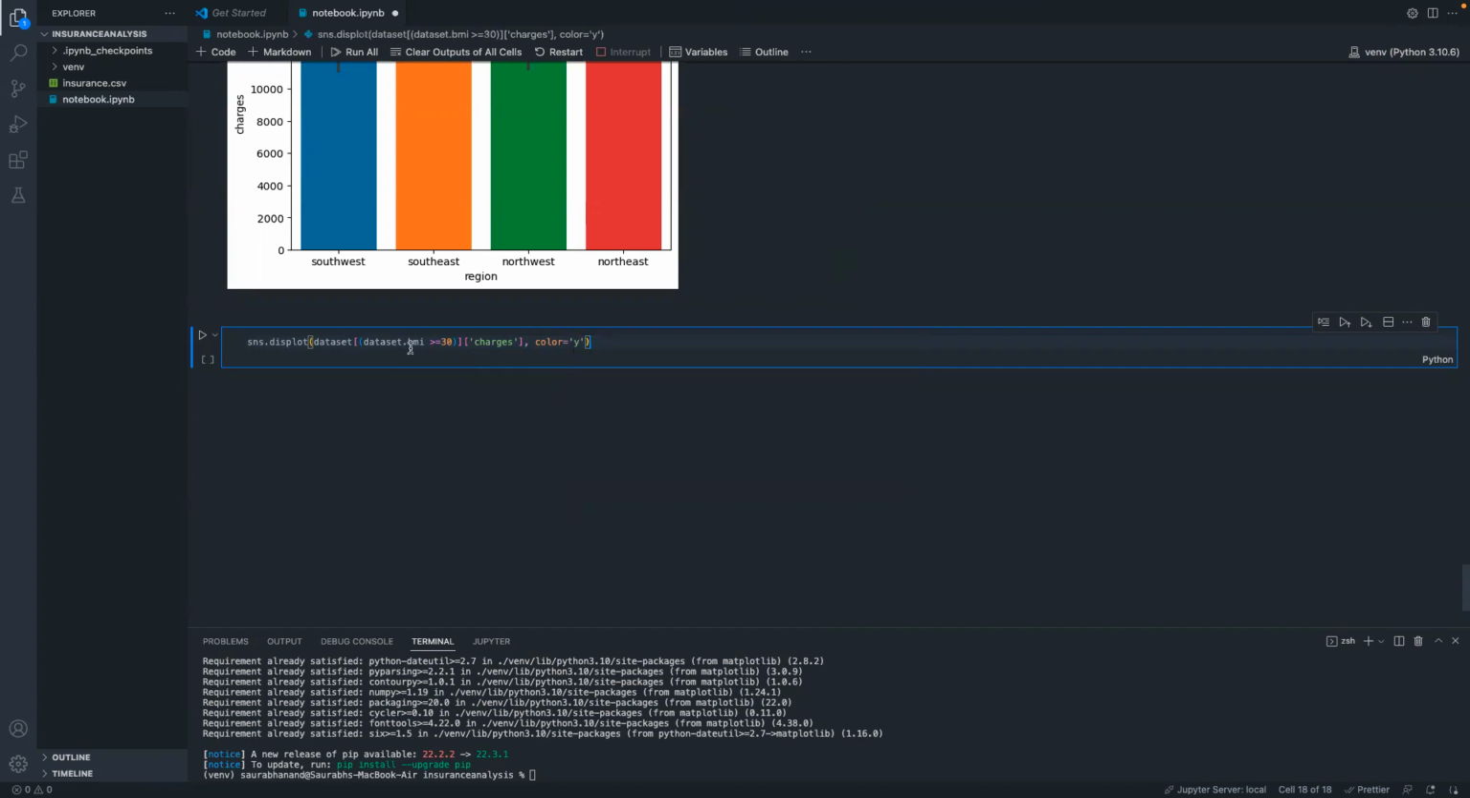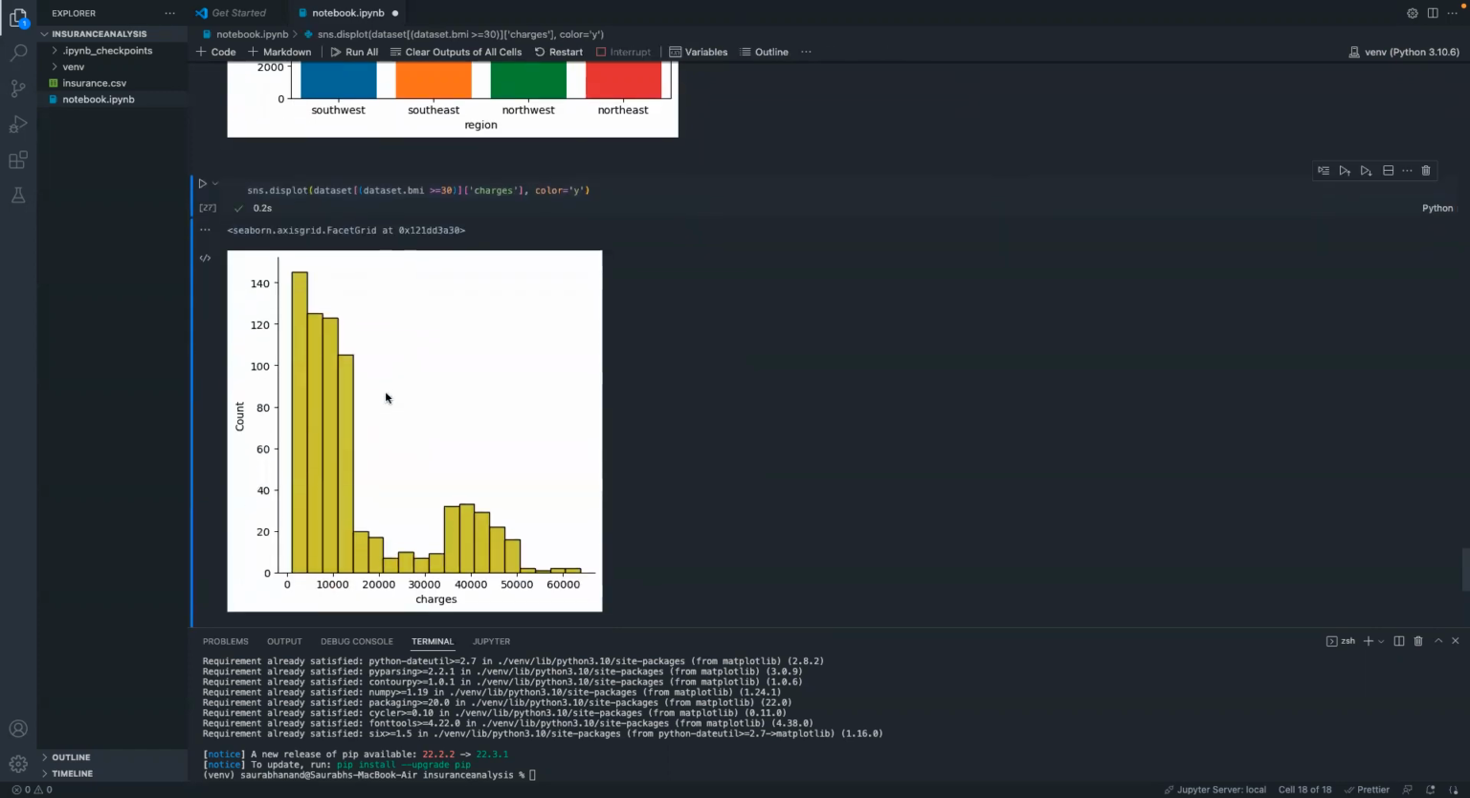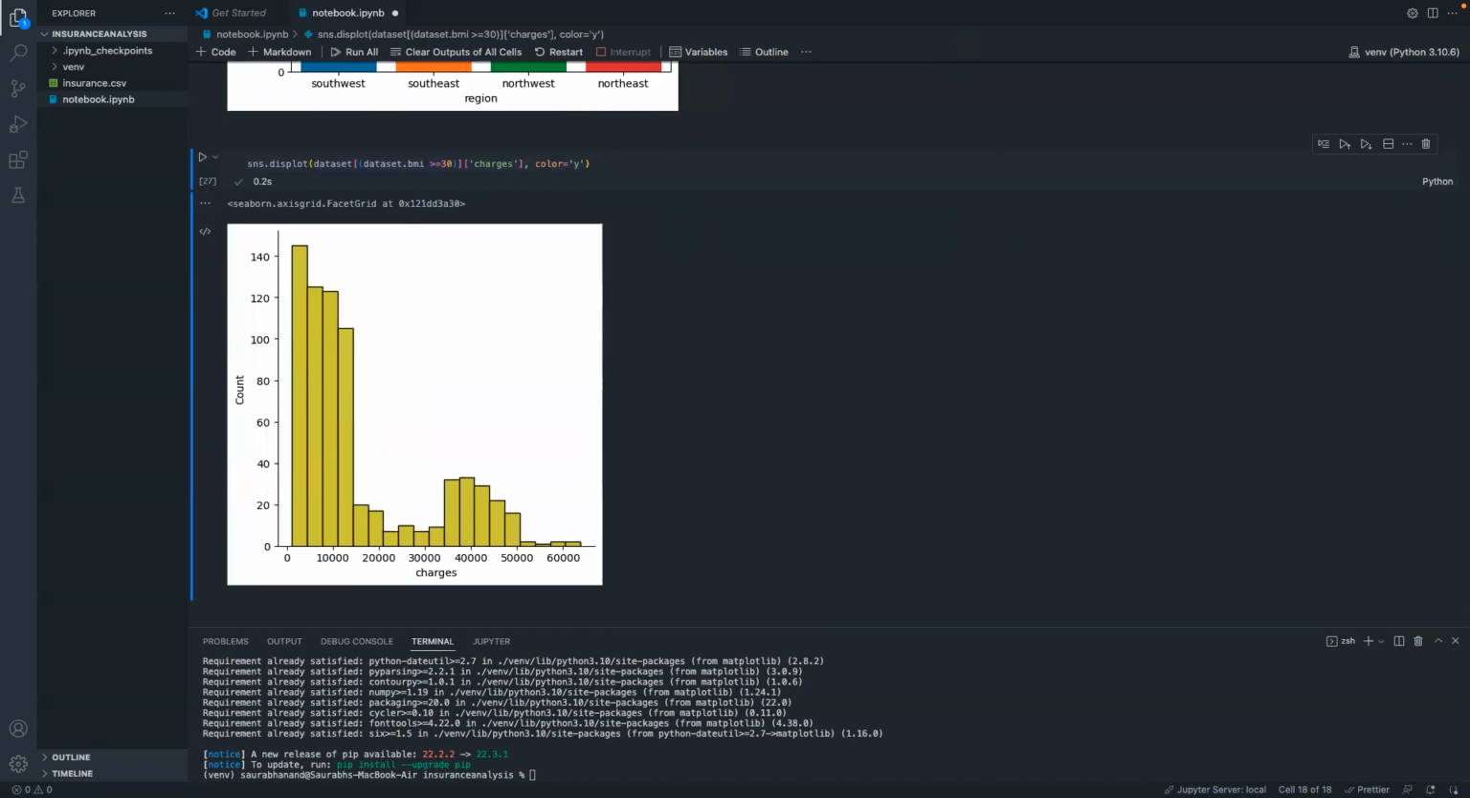I'm getting a distribution plot for charges. I want to check what the charges are for people who are obese: is the distribution of charges high or is it less? So let's see. You can see that the distribution of charges is quite high for people whose BMI is greater than 30. This gives us a good estimate that people who are obese may be running into some diseases for which they have to pay an extra cost of insurance.